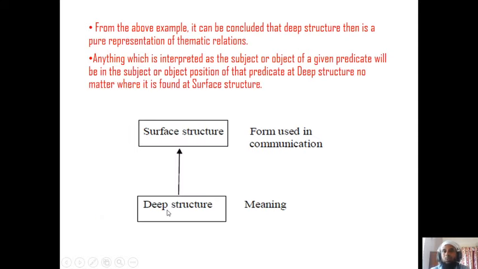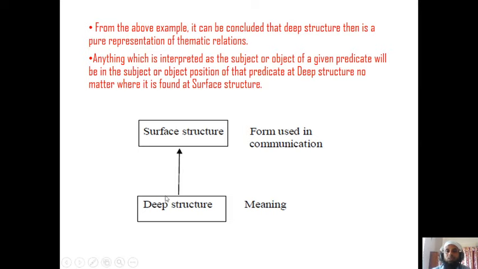From the above example, it can be concluded that deep structure is a pure representation of thematic relation, the relationship between all the words of a sentence. Anything which is interpreted as the subject or object of a given predicate will be in the subject or object position of that predicate at deep structure, no matter where it is found at surface structure. So it doesn't matter whether at surface structure you have the subject or a noun or a predicate or a verb in a changed position. Indeed, in deep structure they will be in the same positions or in the same order.